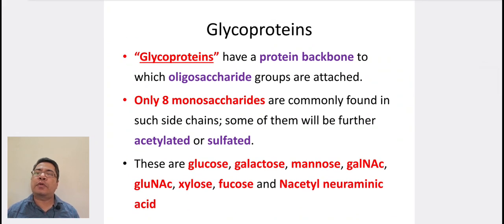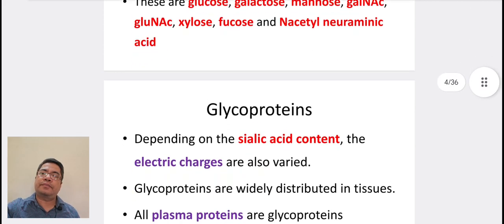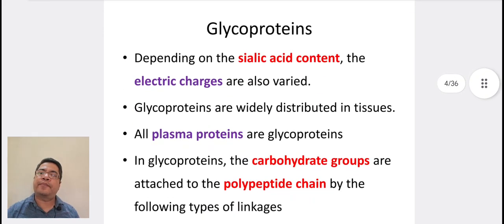Glycoproteins have a protein backbone to which oligosaccharide groups are attached. Only 8 monosaccharides are commonly found in side chains. Some of them will be further acetylated or sulfated. These are glucose, galactose, mannose, N-acetyl galactosamine, N-acetyl glucosamine, xylose, fucose, and N-acetyl neuraminic acid. Depending on the sialic acid content, the electric charges are also varied.